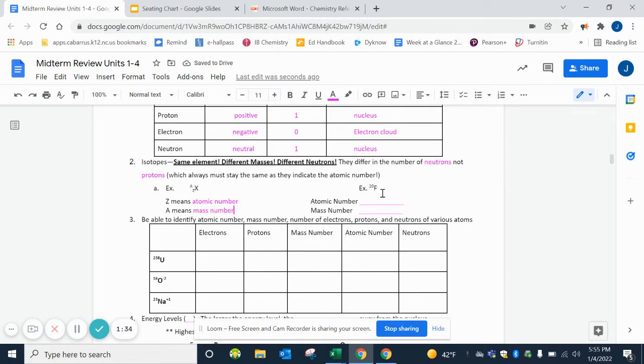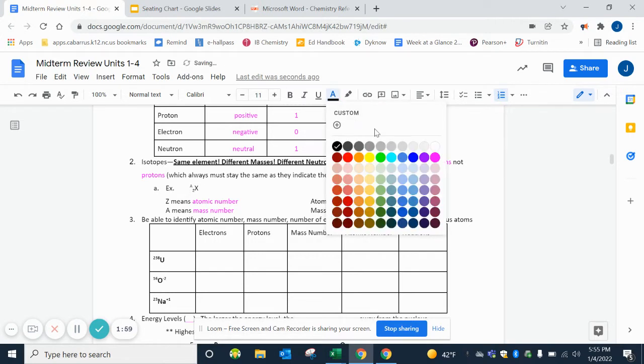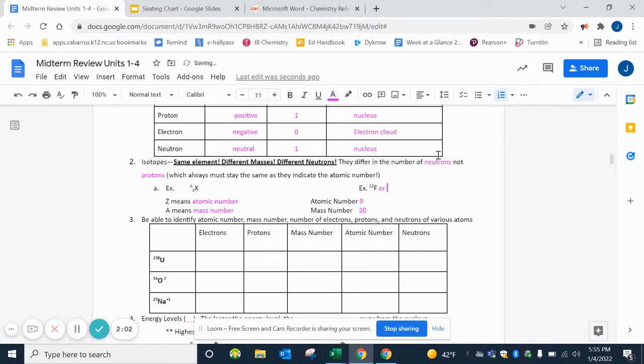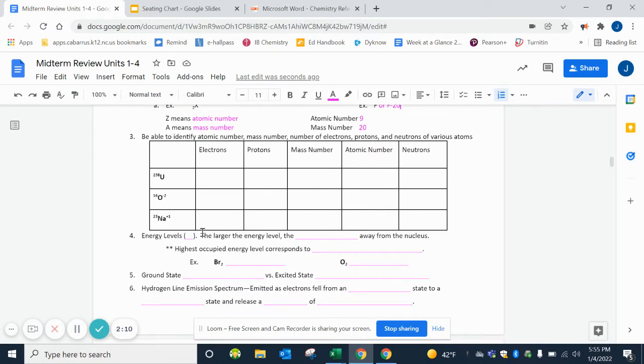So if we look at our example here, 20F, for the atomic number we have to go to the periodic table, and we can see that the atomic number of fluorine is 9. If there's nothing written in the bottom, you can just look on the periodic table. The mass number is not on the periodic table; that is found in the upper right-hand or upper left-hand corner. Remember, the other way they can write this symbol is by writing the mass number after a dash, like F-20.